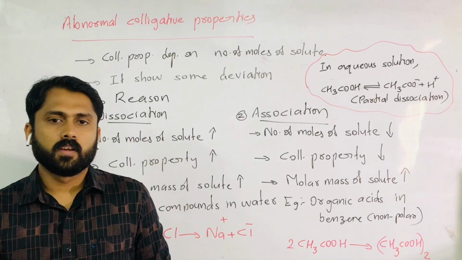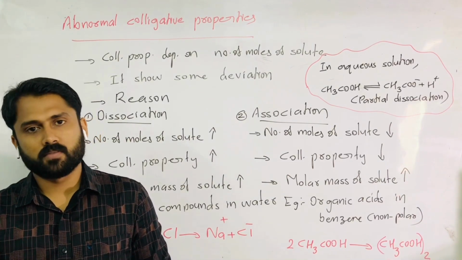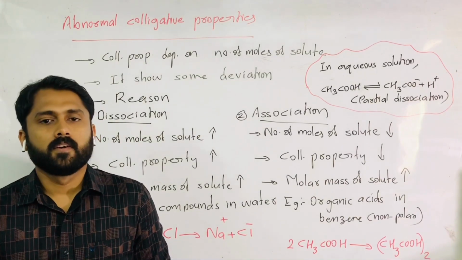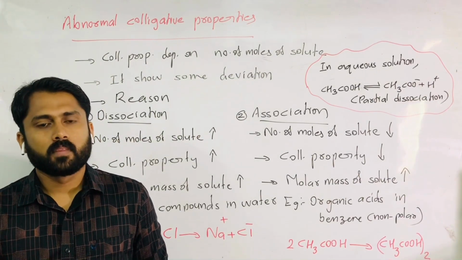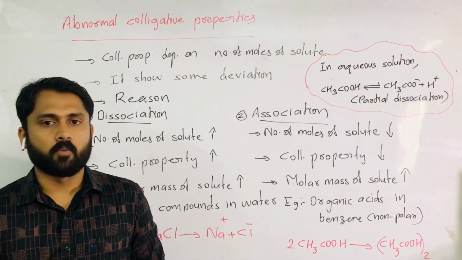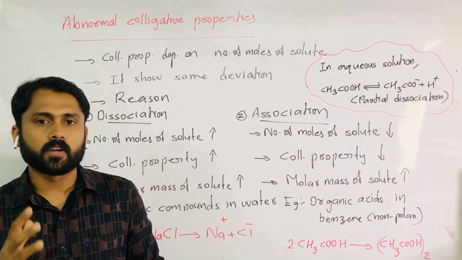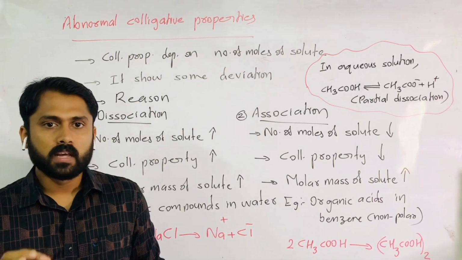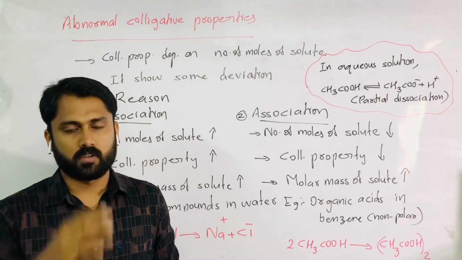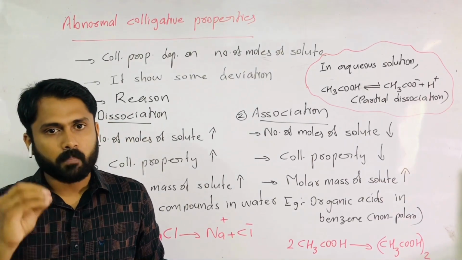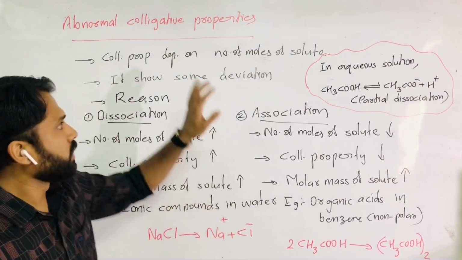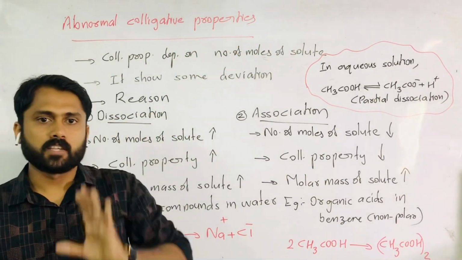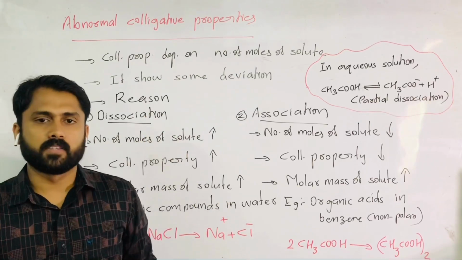Let us discuss abnormal colligative properties. It's a portion in the chapter Solutions in plus 2. We know about the colligative properties. A colligative property means a property of a solution that depends on the number of particles of solute, or the number of moles of solute. Such properties are known as colligative properties.